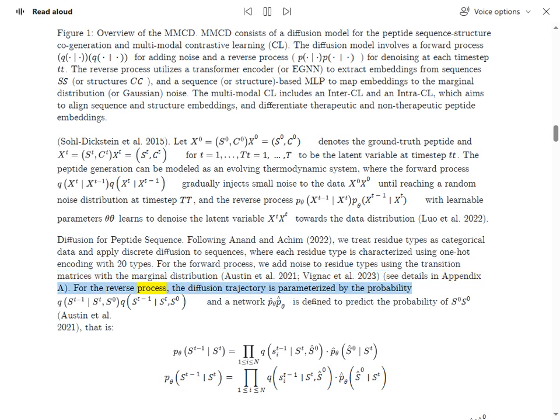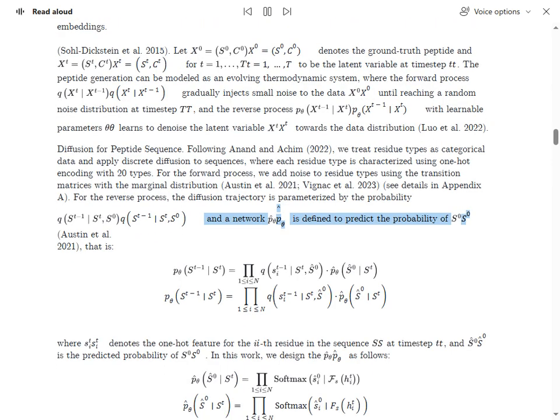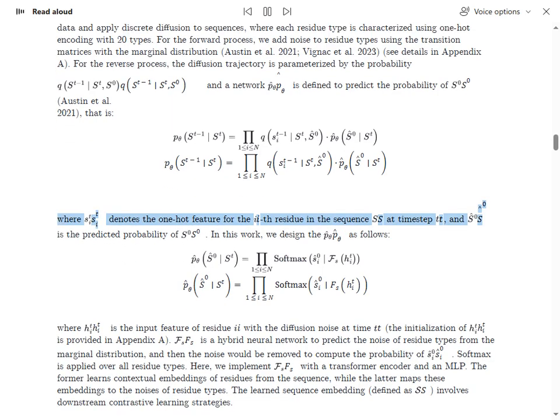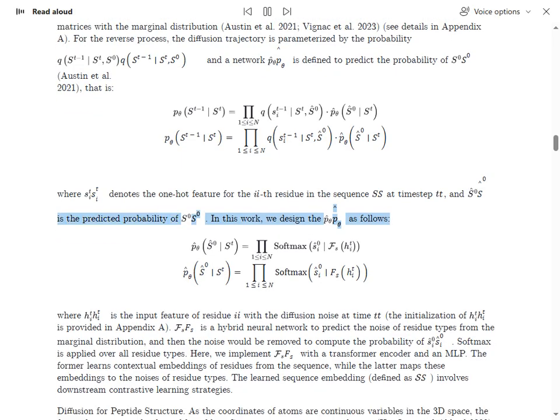For the reverse process, the diffusion trajectory is parameterized by the probability q(S^(t-1) | S^t, S^0), and a network, p-hat_theta, is defined to predict the probability of S^0, Austin et al. 2021. The probability of a past state given a current state is a product of individual probabilities and a probability of an initial state, where s_i^t denotes the one-hot feature for the i-th residue in the sequence S at time step t, and s-hat^0 is the predicted probability of s^0.